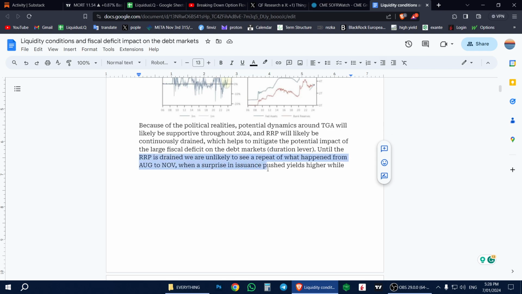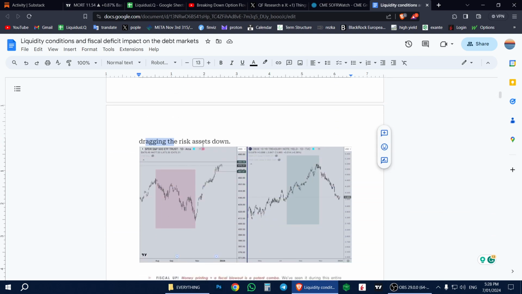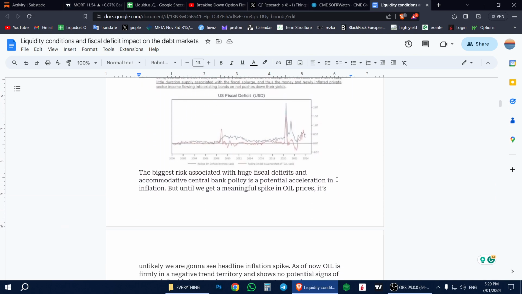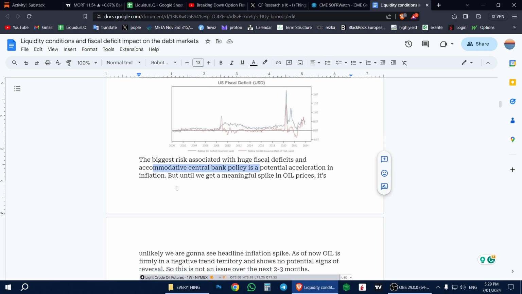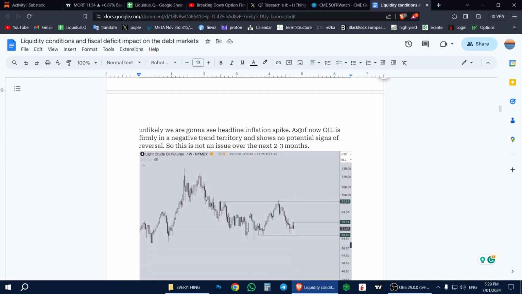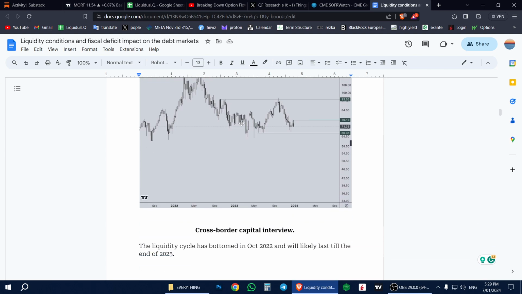Until the RRP is drained, we are unlikely to see a repeat of what happened from August to November, when the surprise in issuance pushed yields higher while dragging the risk assets down. This is what happened in that time period. The biggest risk associated with huge fiscal deficits and accommodative central bank policy is the potential acceleration in inflation. But until we get a meaningful spike in oil prices, it is unlikely that we're going to see a headline inflation spike. As of now, oil is firmly in negative trend territory and shows no sign of reversal, so this is not an issue over the next 2-3 months.